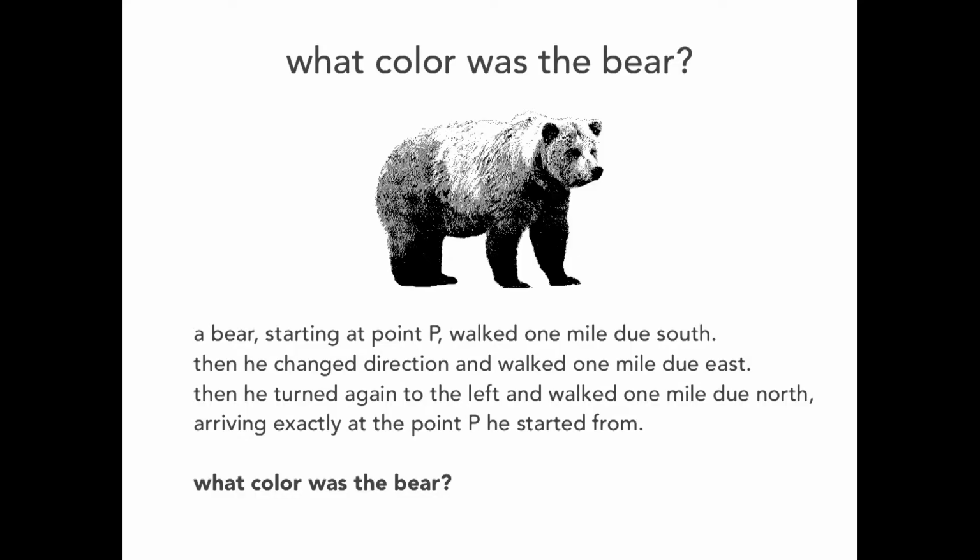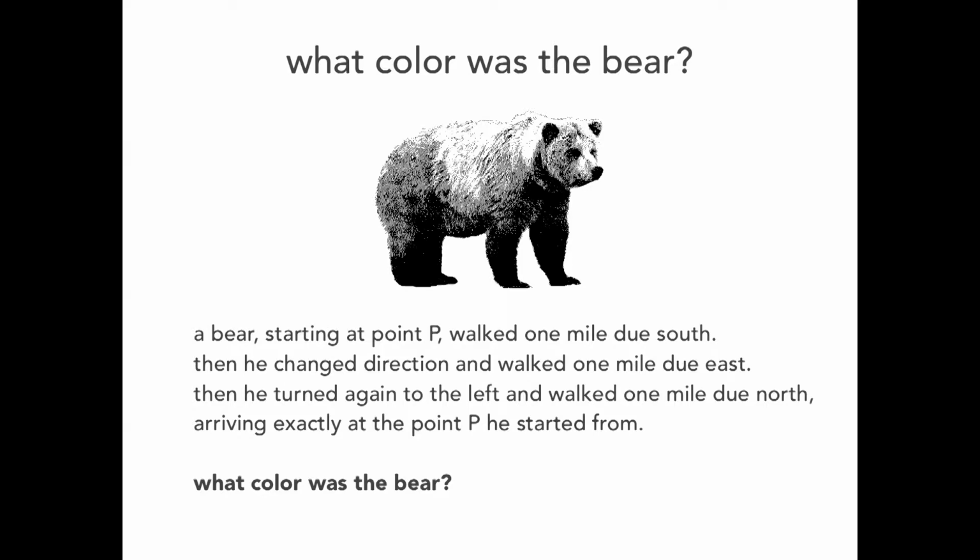So what I would like to do now is run through a little problem exercising some of this checklist to see where you can actually leverage this to answer a problem. This is titled, What Color Was the Bear? A bear starting at point P walked 1 mile due south, then he changed direction and walked 1 mile due east. Then he turned again to the left and walked 1 mile due north, arriving exactly at the point P from which he started. So the question is, what color was the bear?